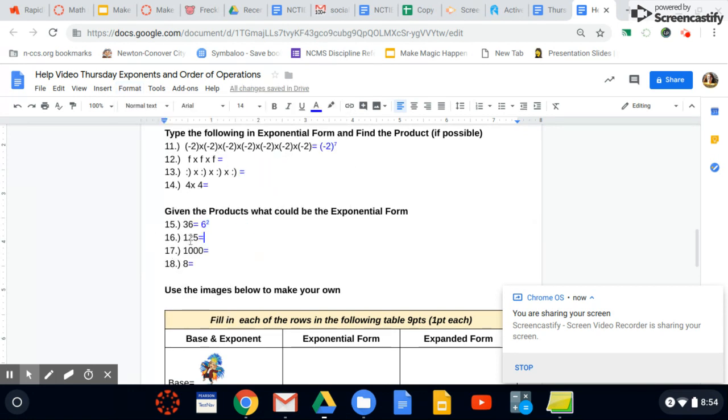And you can have different ones from here, but just trying to think what's going to end up giving me 125, 1,000, or 8. It could be something that's squared to the second power. It could be something that's cubed to the third power. Whatever you can kind of come up with. And I will say that this one, if you look in your notes, you could easily find it.